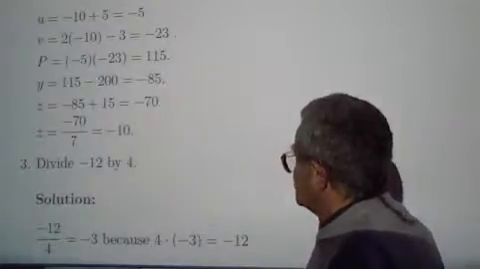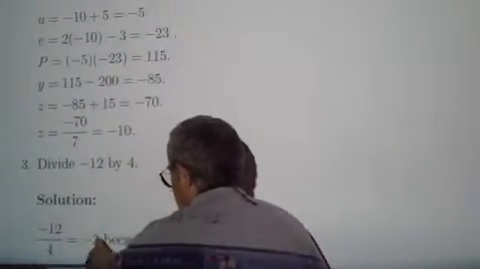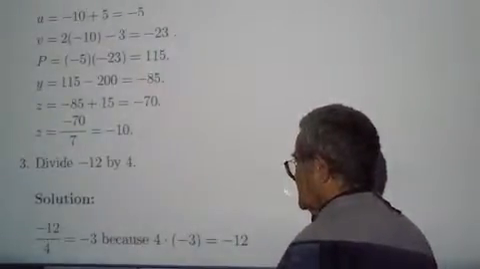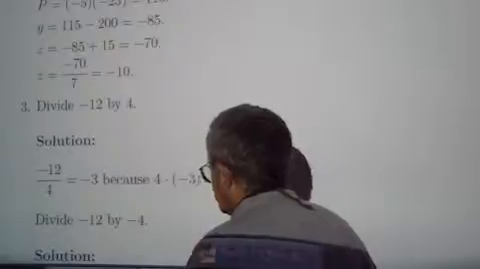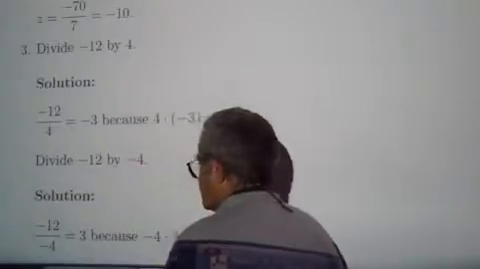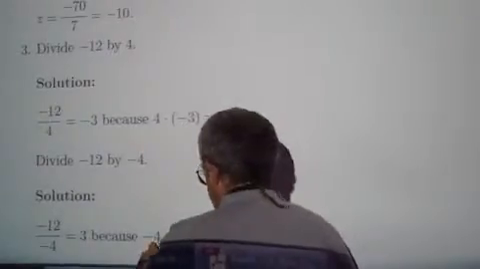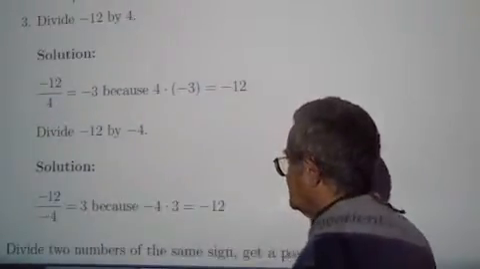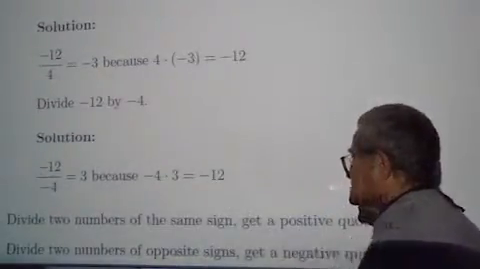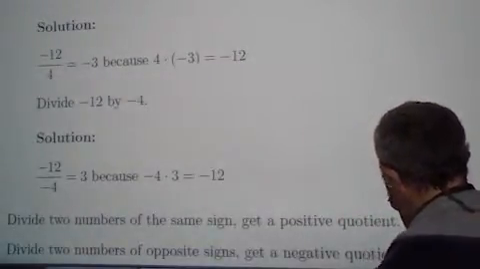What is negative 12 divided by 4? I claim it's negative 3 because when I multiply 4 by negative 3, I must get negative 12, and I do. And then I want to divide negative 12 by negative 4. Negative 12 divided by negative 4 is positive 3. Negative 4 times 3 is negative 12. So when we divide two numbers of the same sign, we get a positive quotient. When we divide two numbers of opposite signs, we get a negative quotient.